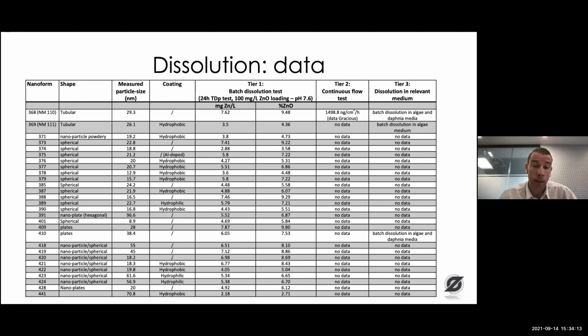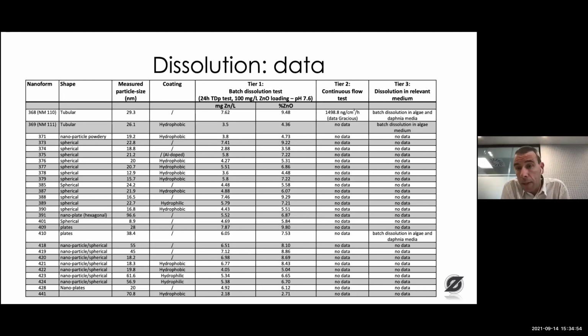But despite all these quite strong differences in nanoforms, what do we see in the tier 1 batch dissolution test? That's a 24-hour transformation dissolution protocol-like test at a loading of 100 milligrams zinc oxide per liter in standard ecotox medium with pH 7.6. And we see that overall, for these 28 forms, the percentage of zinc oxide dissolved after 24 hours is between 2, 3, and 10%. So always below 10%.